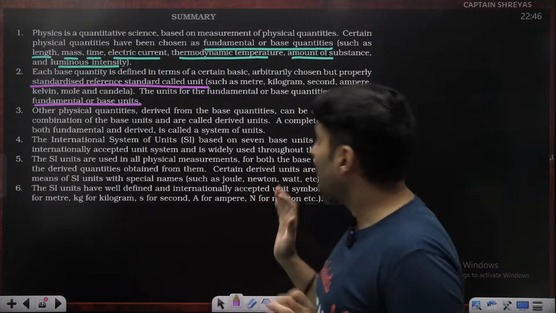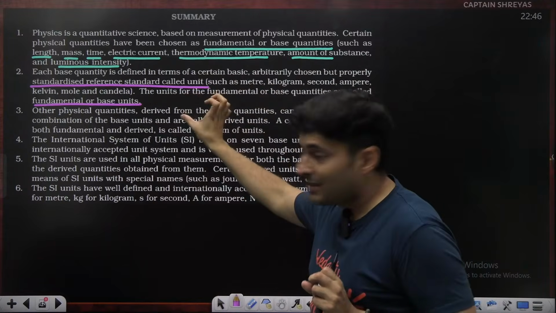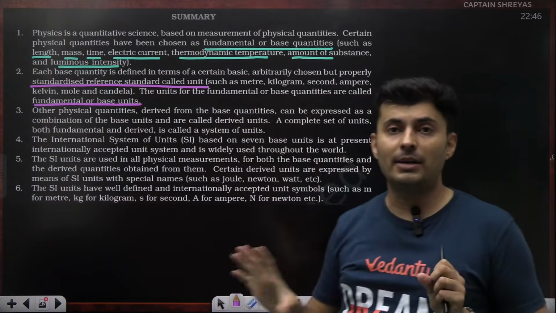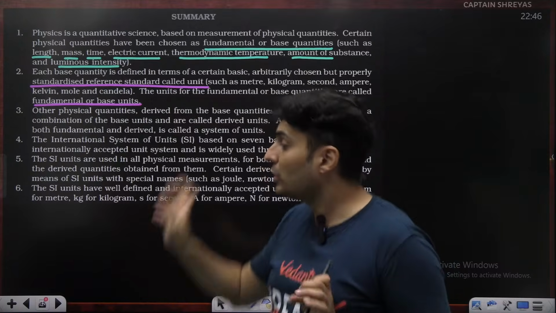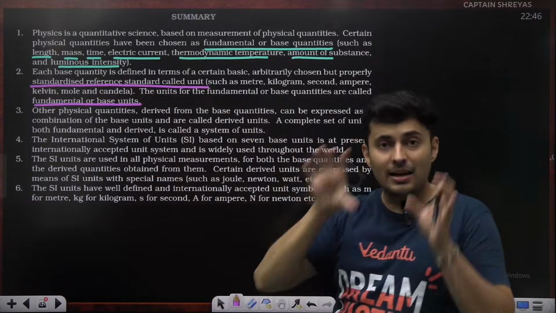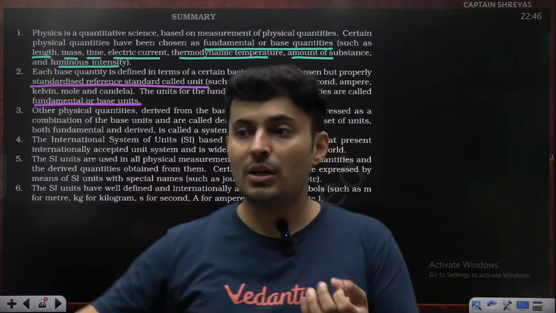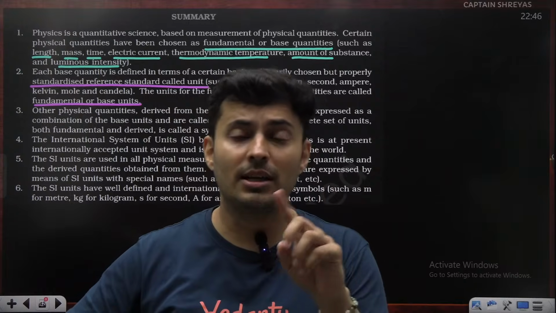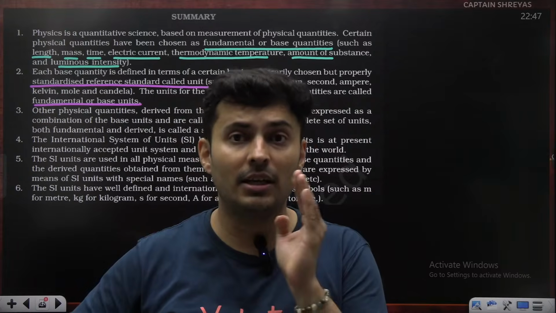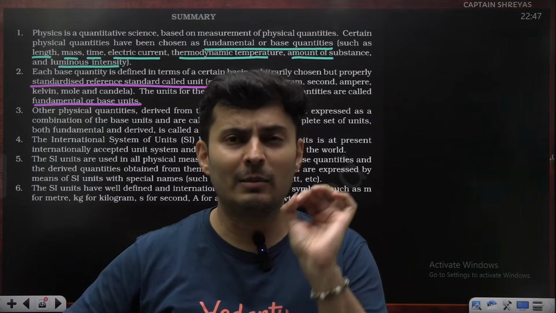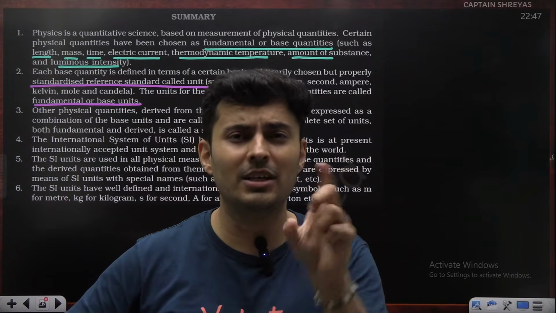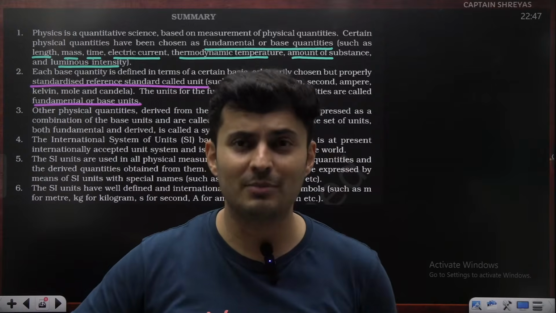Yep. So here is the thing. The units which are used to measure these fundamental quantities are called fundamental units. Like for example, you can measure temperature in Celsius, you can measure temperature in Kelvin. All these, Celsius, Kelvin, etc., are fundamental units. Okay. Length can be measured in centimeters, meters, kilometers. So centimeters, meters, kilometers are fundamental units because they are used to measure fundamental quantities, base quantities.